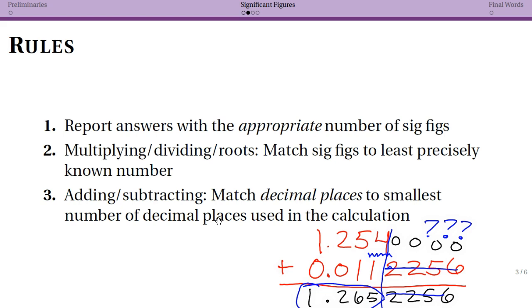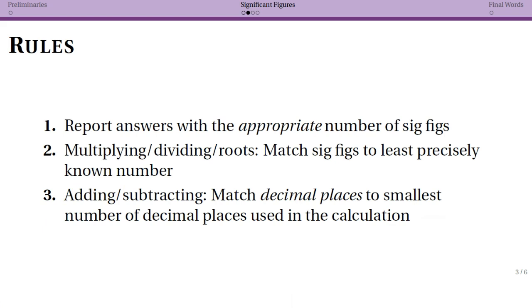There are problem-solving videos posted that go through in more detail and especially show you examples for multiplying, dividing, and taking roots. The last thing to think about is that whenever you want to cut down your number of sig figs because you have too many digits currently in your number, you're going to use rounding to do that.